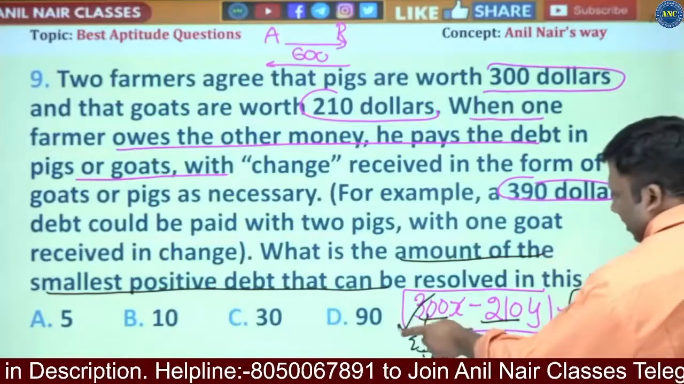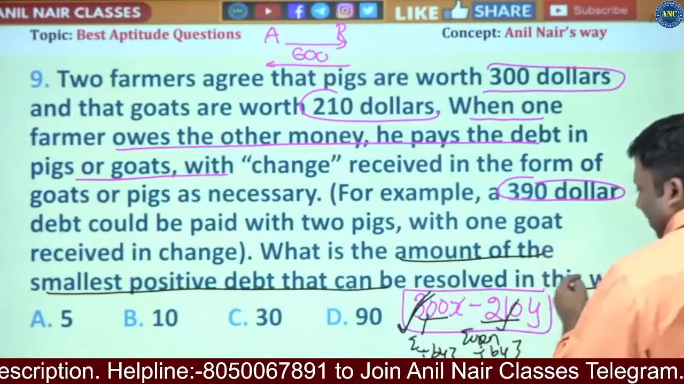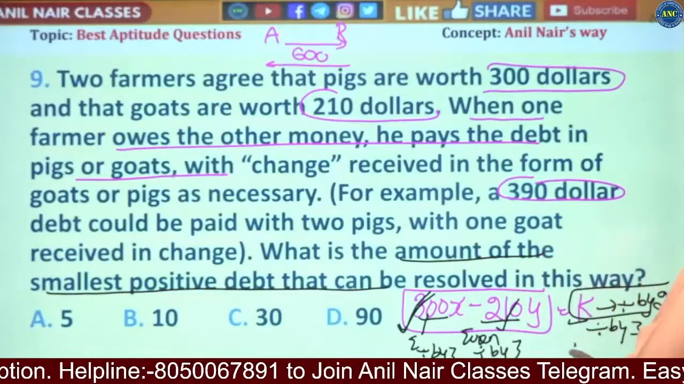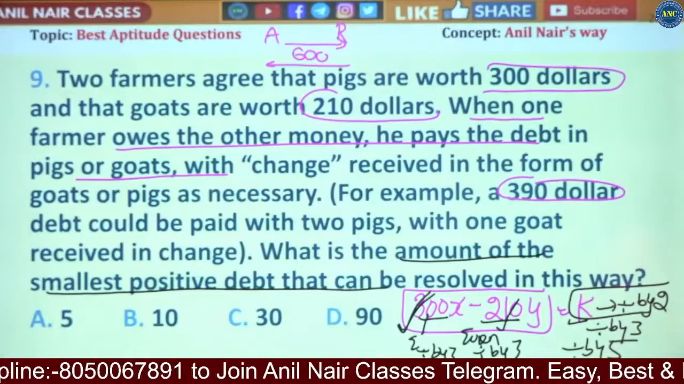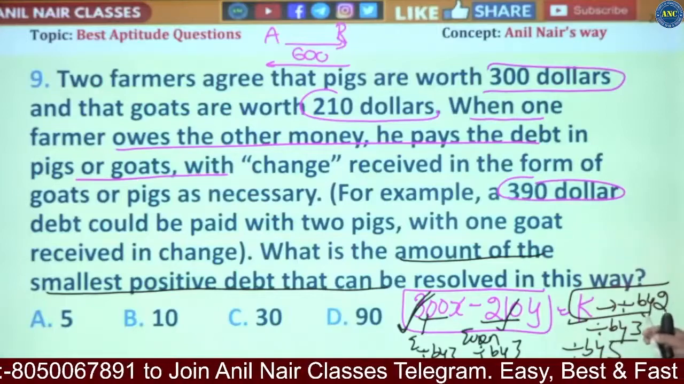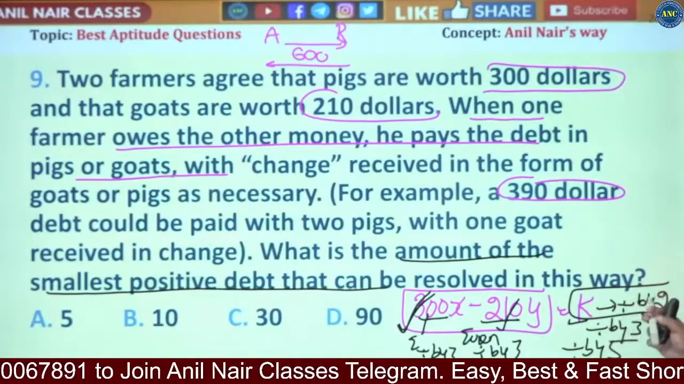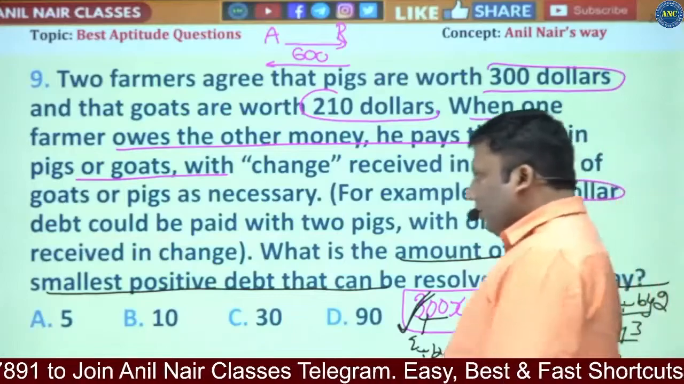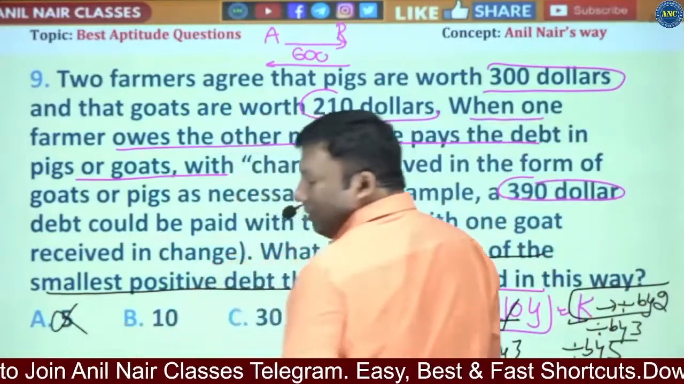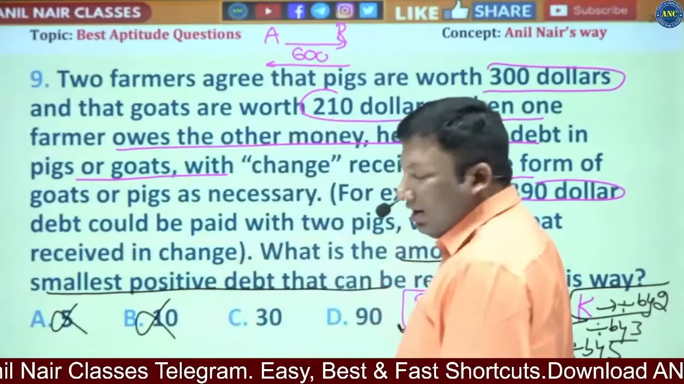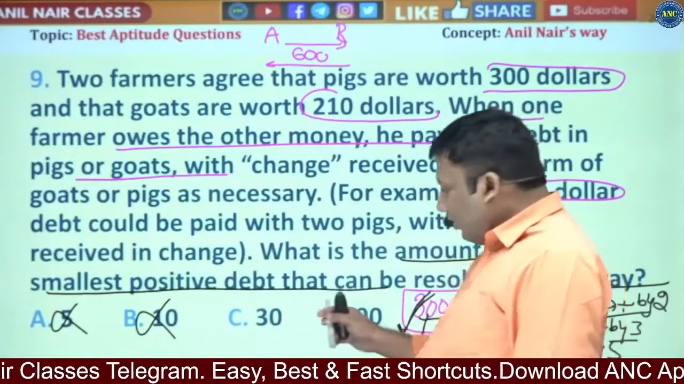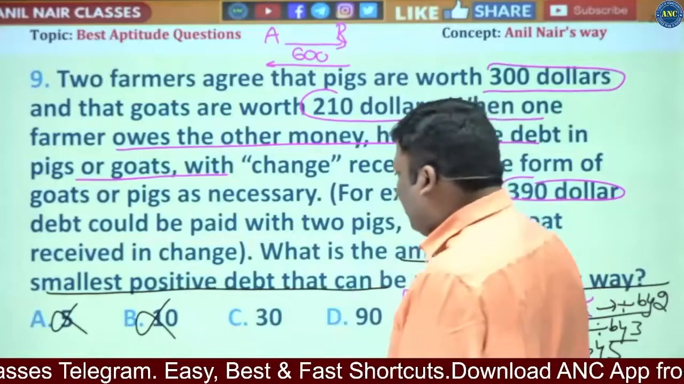Next is 5. This is divisible by 5. The answer should be divisible by 5. So the answer should be divisible by 2, 3 and 5. It is only divisible by 5. The answer should be divisible by 2, 3 and 5.